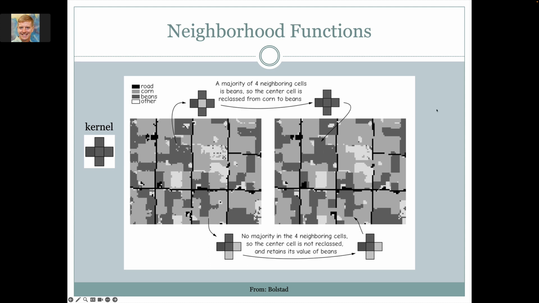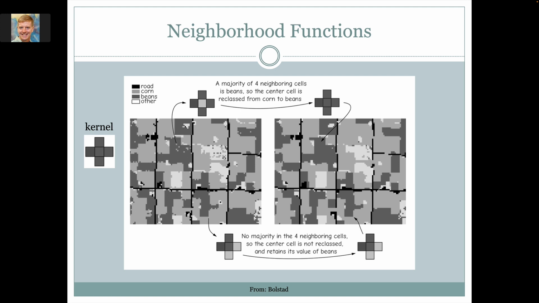So how does this kernel work? Well, this is called a majority filter, and in this case we're looking at a central value and seeing what that central value is. In the example at the top, the grid cell in the center is corn, but all 4 of the grid cells it shares an edge with have been assigned to beans. So in this case, the majority filter would say that because the 4 neighboring grid cells are beans, we're going to reassign that central pixel to beans because that's what we think it's most likely to be.